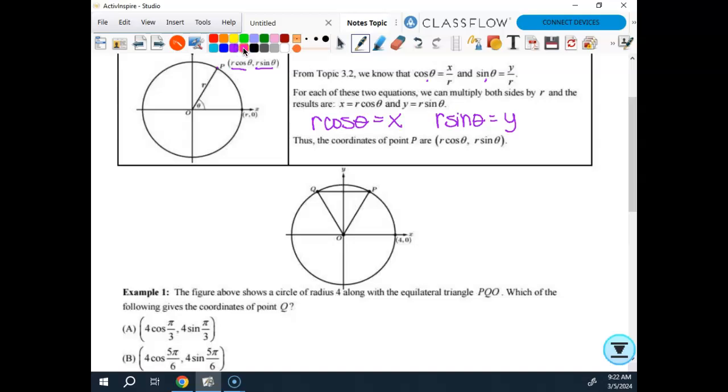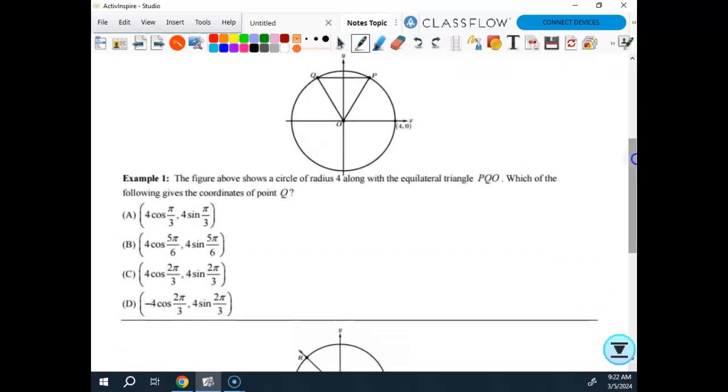All right. So the figure above shows a circle of radius 4, along with an equilateral triangle PQO. Which of the following gives the coordinates for point Q? So here is point Q. Point Q is in the second quadrant. Knowing that much, which answer choice looks like it would be correct? D. Does D look pretty good since we're in the second quadrant?